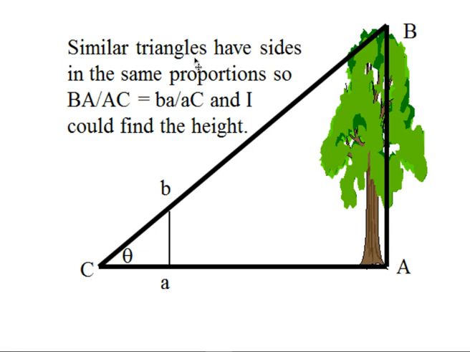And when you have triangles that are similar, their sides are in the same proportion, and so BA is to AC as ba is to ac, and from that ratio I can put in this length and these two lengths, and I can calculate how tall the tree is.